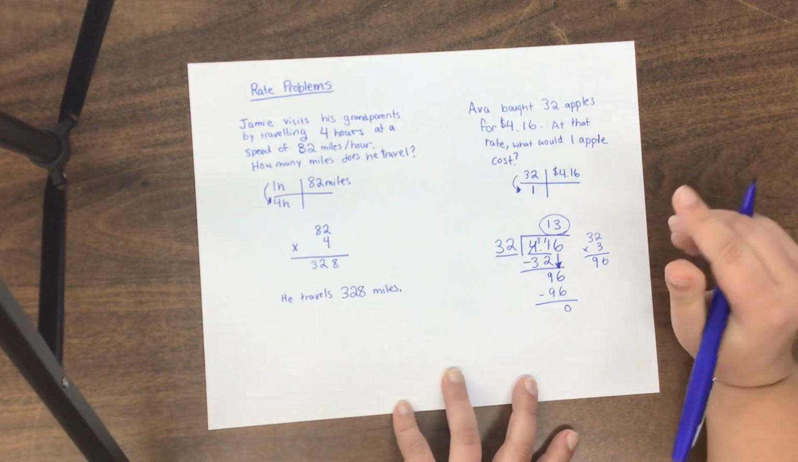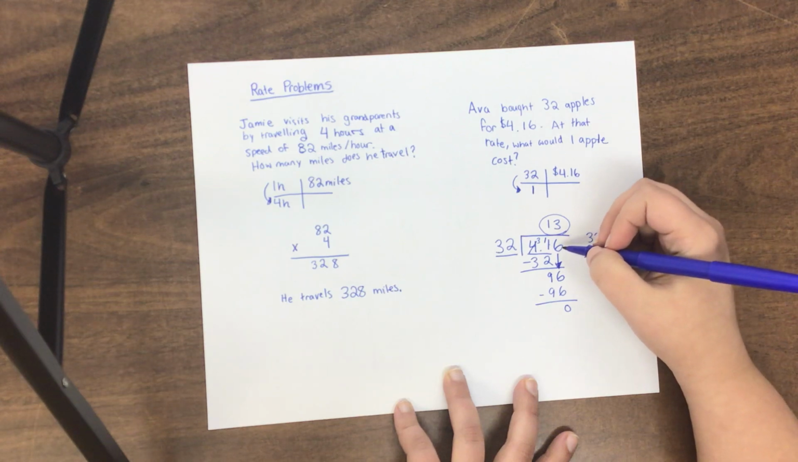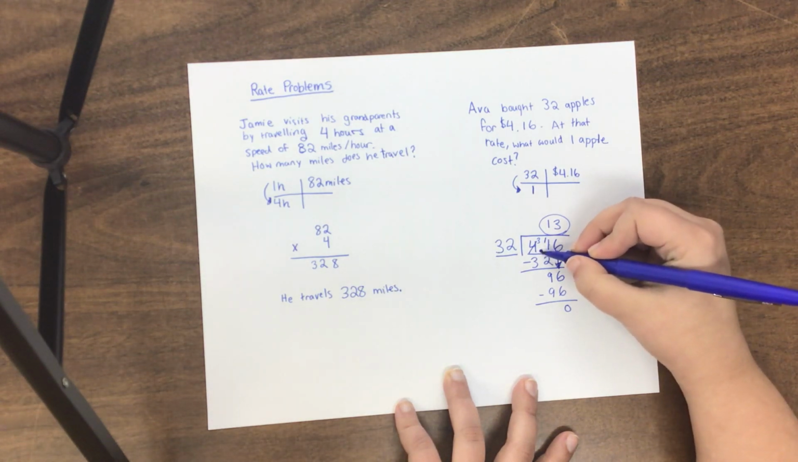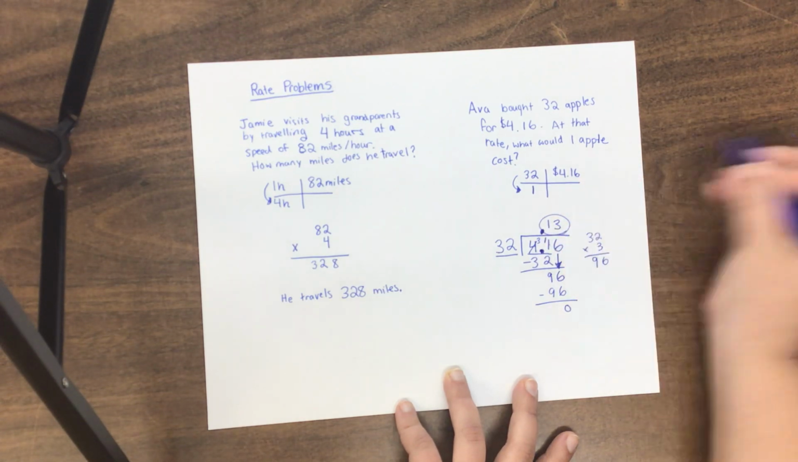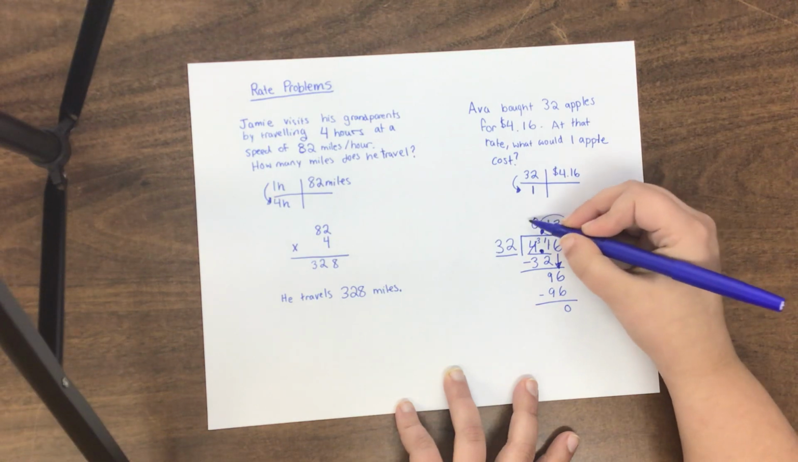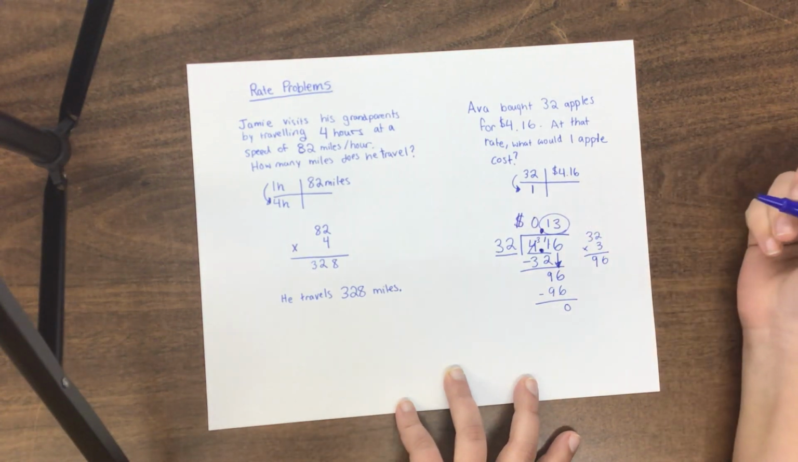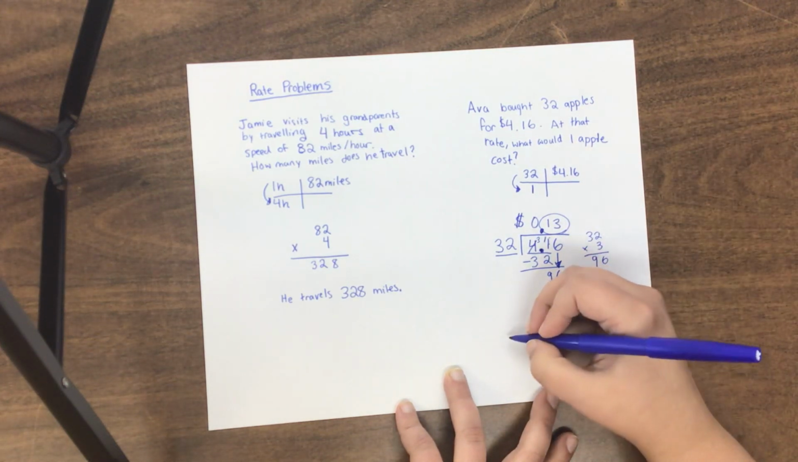Oh, but hold on for a second. Does that mean that 1 apple costs $13? No way, Jose. Indeed, we have to make sure that we include our decimal in the answer too. If our decimal is right here, our decimal needs to be there in our answer as well. So really, this amount is 13 cents, not $13. So when we write our final sentence, that's what we include in our answer.